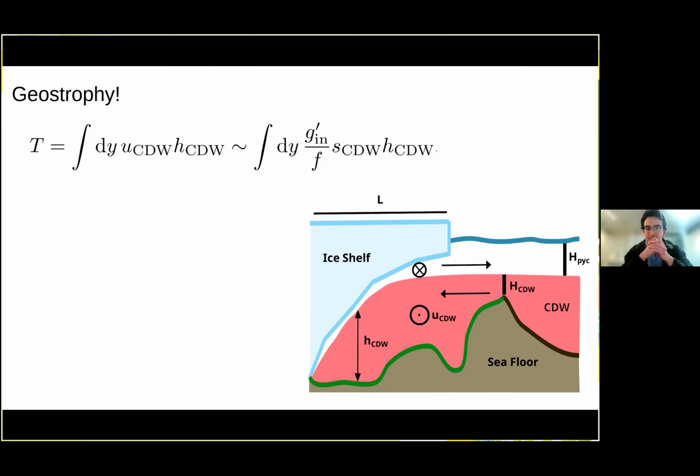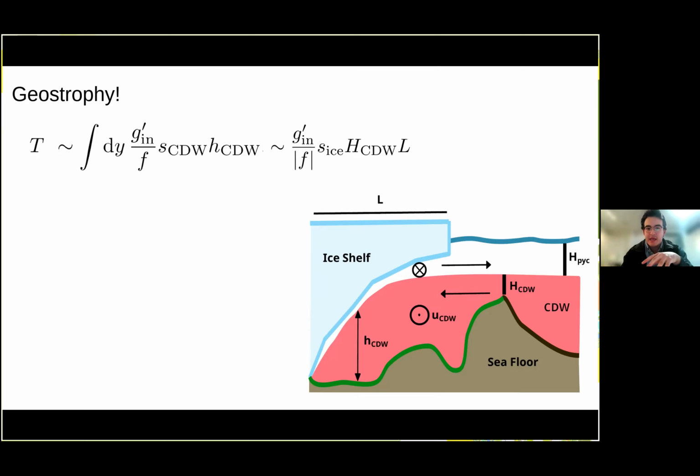UCDW term. And then we're going to say, well, SCDW, the slope of the CDW interface, when that hits the ice, it follows the ice. So the slope of that interface is really kind of like the slope of the ice itself. So we're going to replace that SCDW term with an S ice term, slope of the ice. And we're going to say the integral of the layer thickness across the cavity kind of goes like the thickness of CDW at the entrance to the cavity times the length of the cavity.